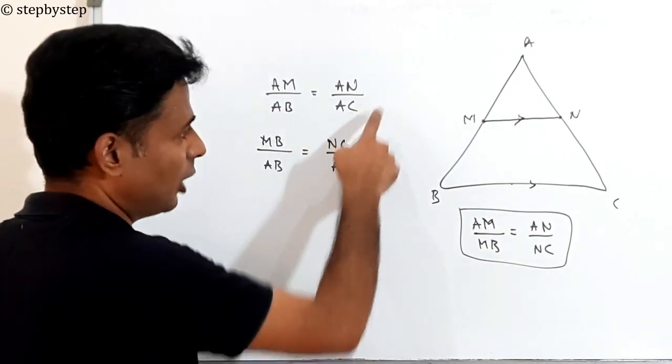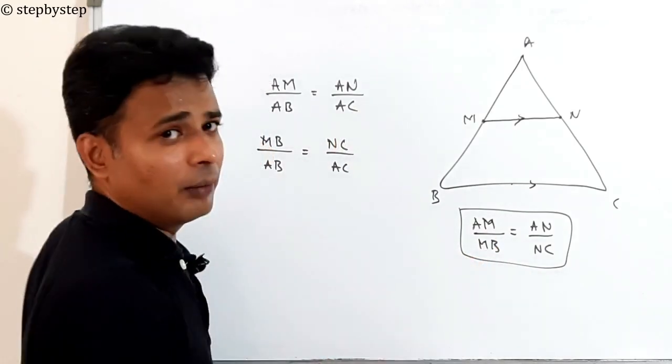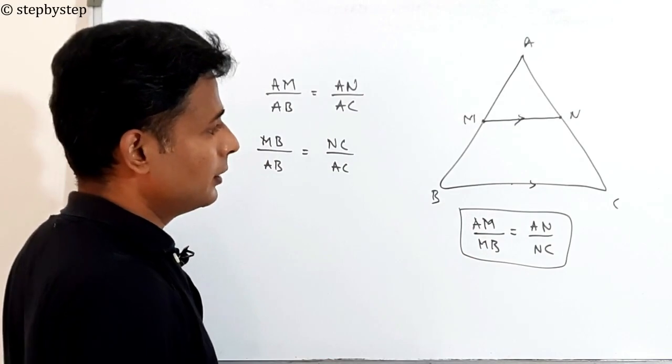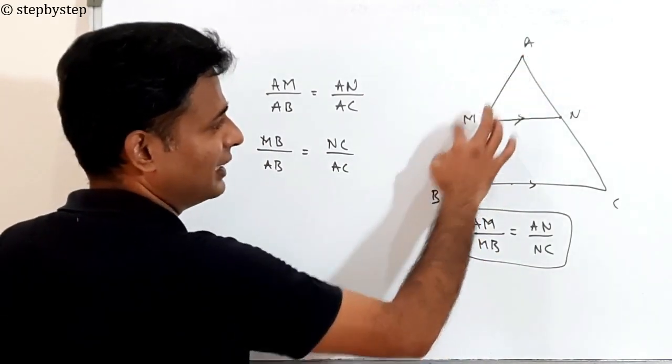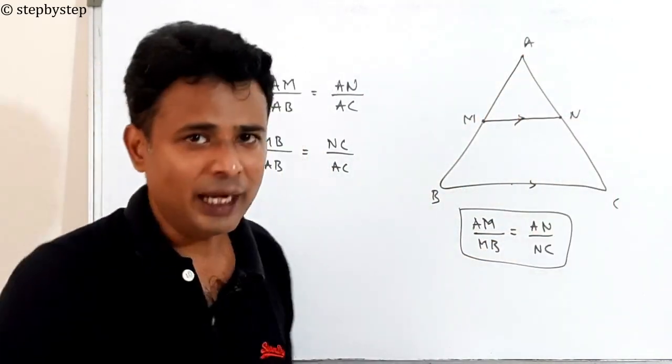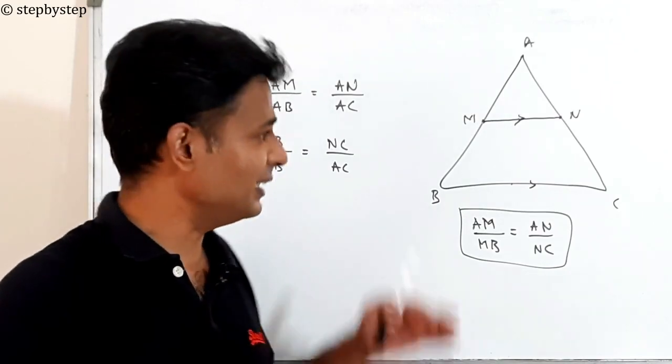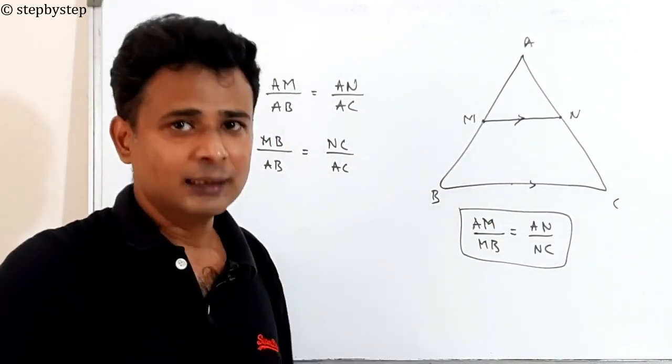But this is not BPT. This is BPT. Alright? So you understood what is BPT? This by this equal to this by this. So in any BPT problem, you will have a line that is parallel to one of the sides.